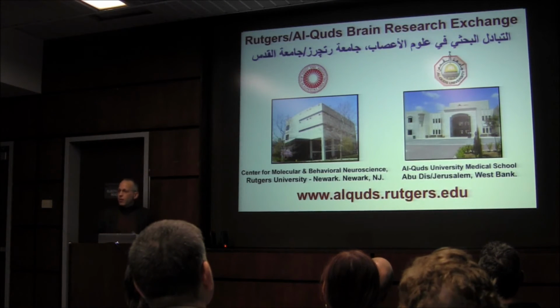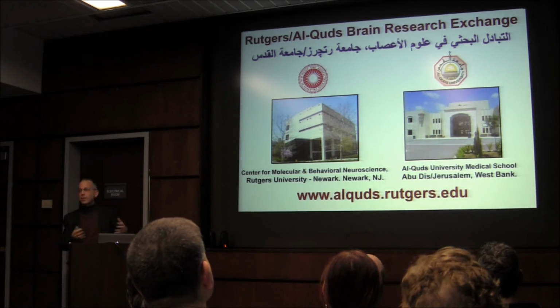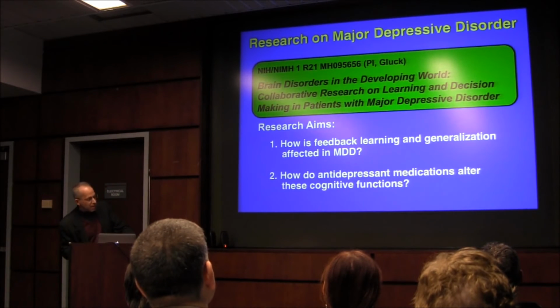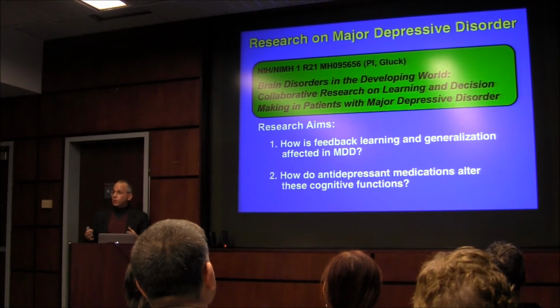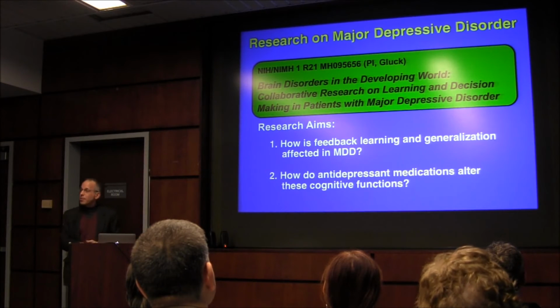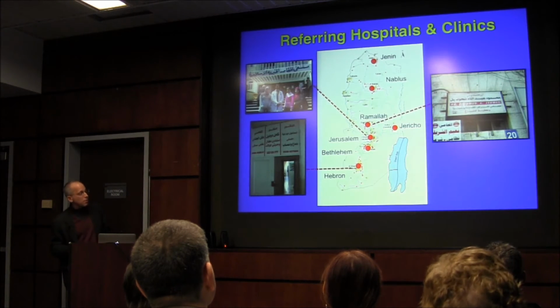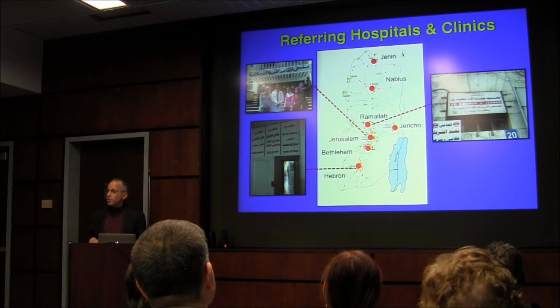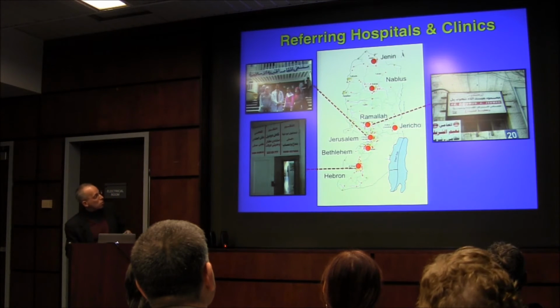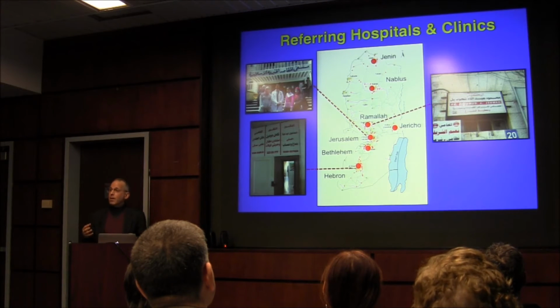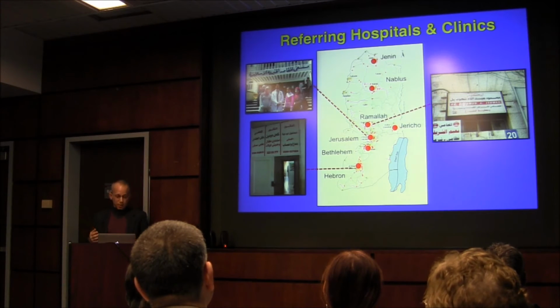So with Al-Quds, we have a memorandum of understanding between our institution and theirs for a collaboration that sends faculty and students back and forth in both directions. And with a grant from the NIMH, from their brain disorders in the developing world program, we have the resources to begin to answer those questions that I started off with. And the way it works is these students go out to clinics all around the West Bank, many of them small local clinics in the cities of Jenin and Nablus and Ramallah, and test the patients.